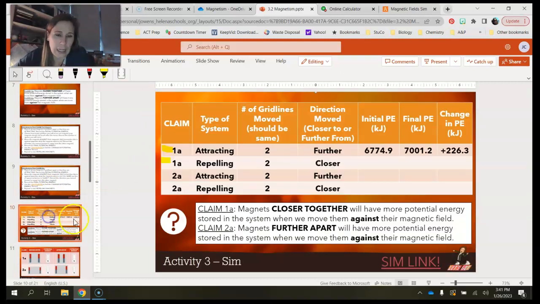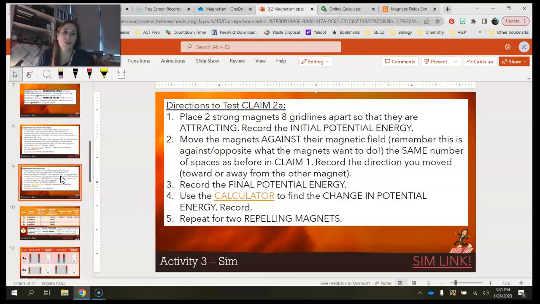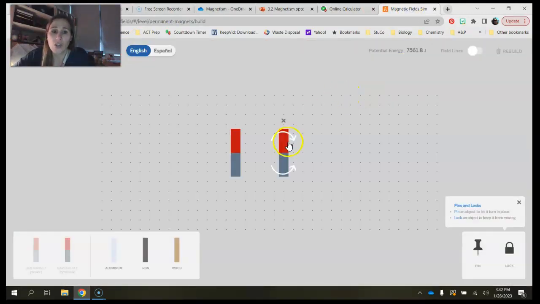So this is to collect data for our ones that are further apart. Let's read the instructions really quick. Place 2 strong magnets 8 grid lines apart so they are attracting. Record the initial potential energy. So unlike the last one, we were 4. Now we're going to be 8. So I got 1, 2, 3, 4, 5, 6, 7, 8 apart. So I should be right here.